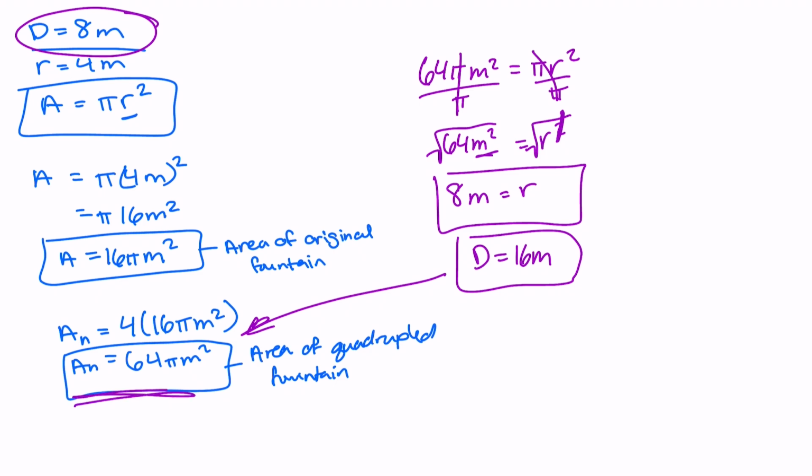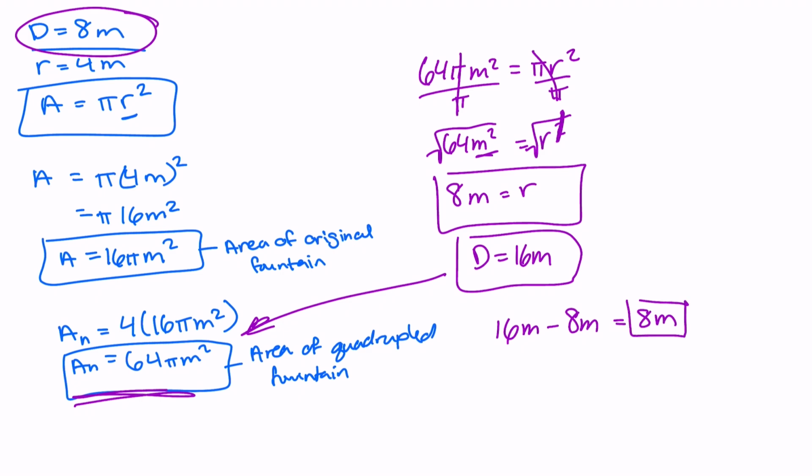So we're going to take the difference between the two diameters. So the diameter for the quadrupled one, which is 16 meters, minus the diameter of the regular one, which is 8 meters, is going to be how much we need to increase the diameter by. So this equals 8 meters.